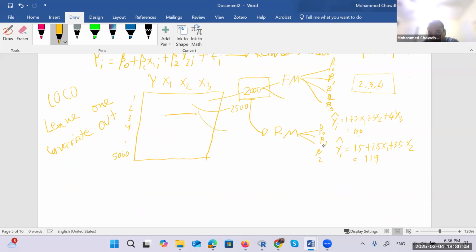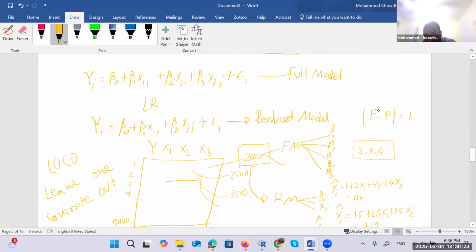I have to repeat it again for the sample of size 3500, and keep repeating, suppose 200 times, and then I get 200 differences between the partial and full model. This is the first partial and full model predictive difference for a specific sample. This will be the second difference between the full and partial. And this is the third. It will continue like this.